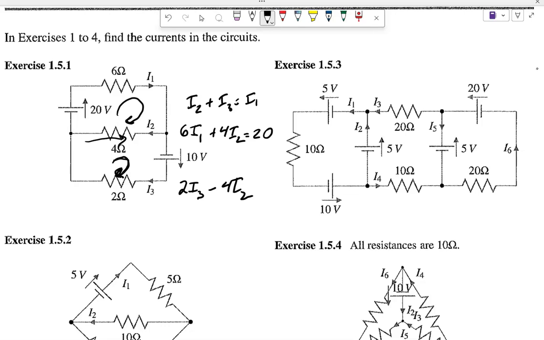We'll use the negative to say we're going backward against the current, right? Okay. And that equals the voltage in the system for the battery. So now we have 3 equations to solve with 3 unknowns. A system of 3 equations with 3 unknowns.